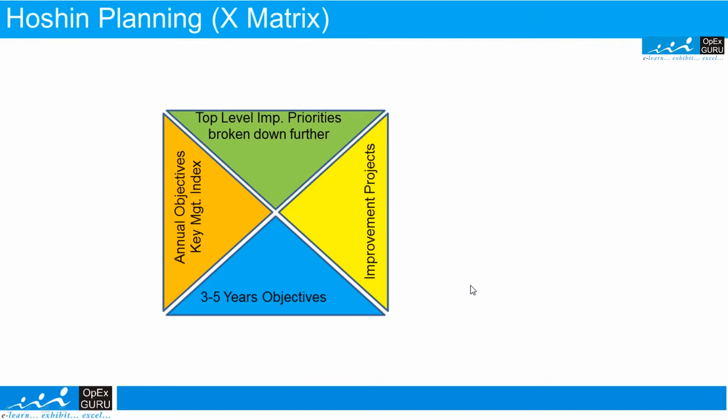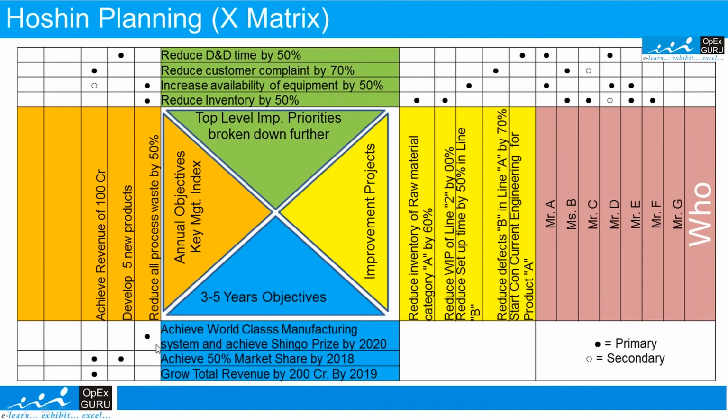Let us take an example. There is a company which has a long range objective that they want to get the Shingo Prize or Shingo model by 2020. They want to achieve 50% market share by 2018, and they want to achieve revenue of 200 CR by 2019. This is the 3 to 5 year objective of this organization.